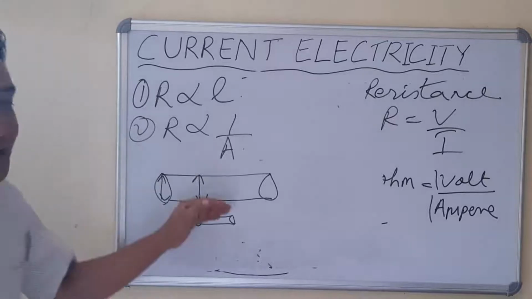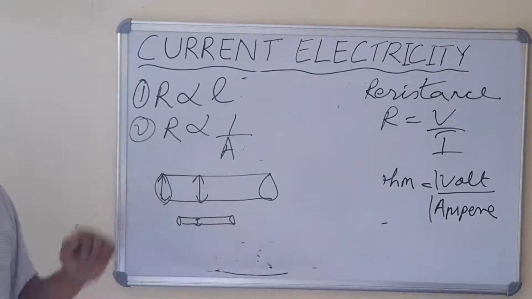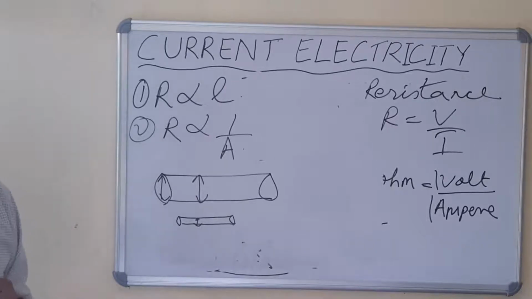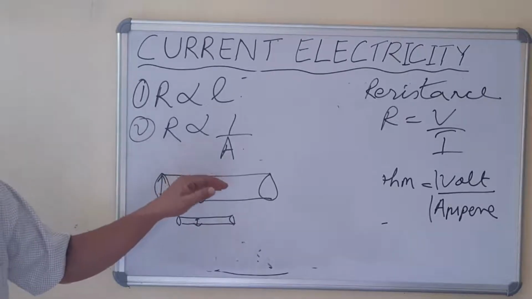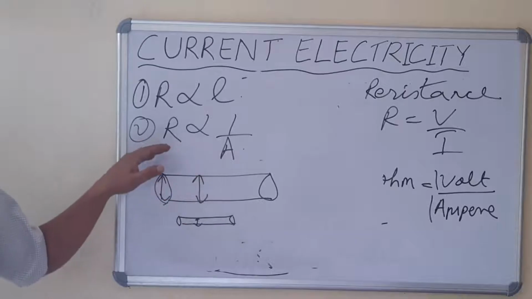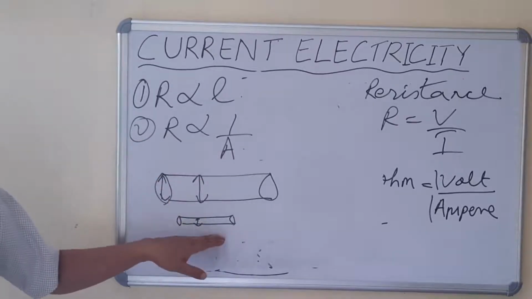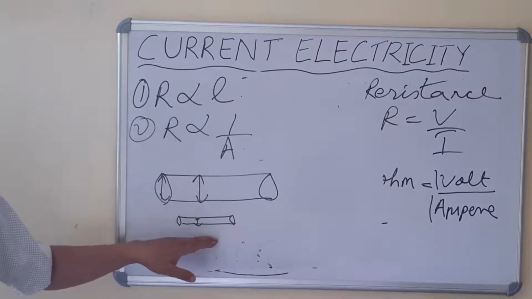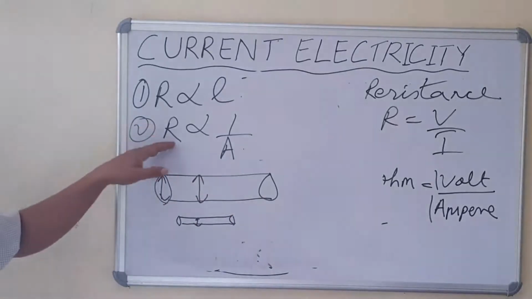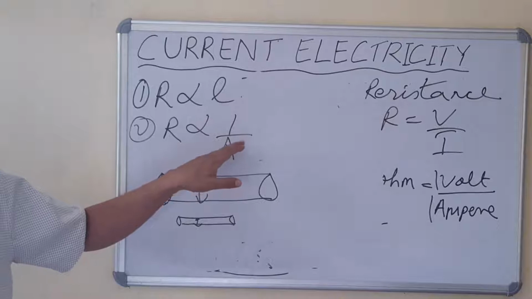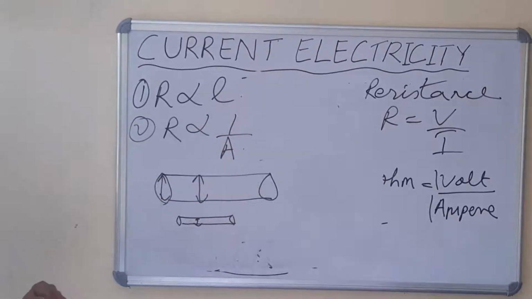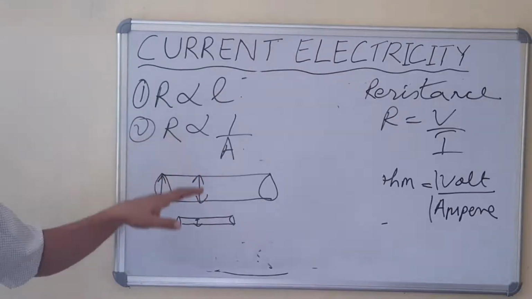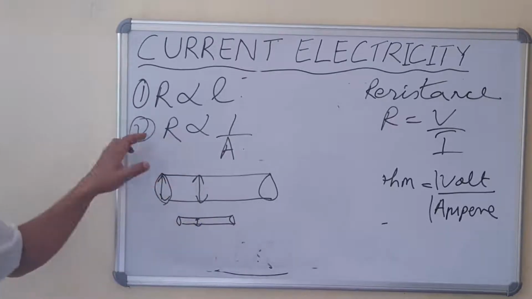So if I consider a thicker wire and a thinner wire, a thicker wire has more cross-sectional area. If the cross-sectional area is more, resistance will be less. So a thicker wire has less resistance. A thinner wire, since it has less cross-sectional area, offers more resistance. So resistance is inversely proportional to the cross-sectional area of the conductor, which means a thicker wire has lesser resistance and a thinner wire has more resistance. This is the second condition.